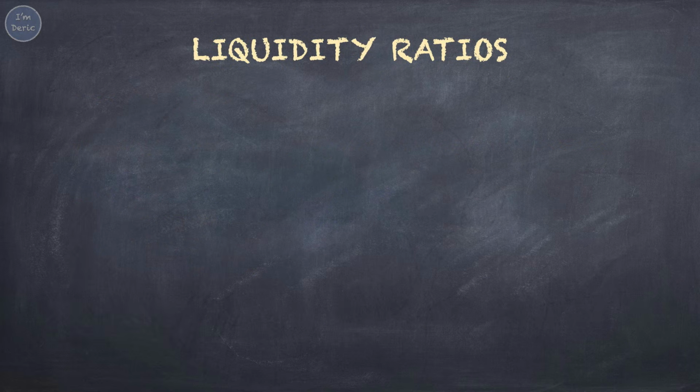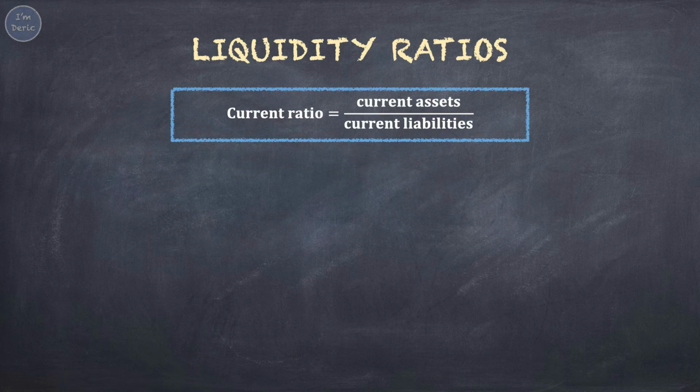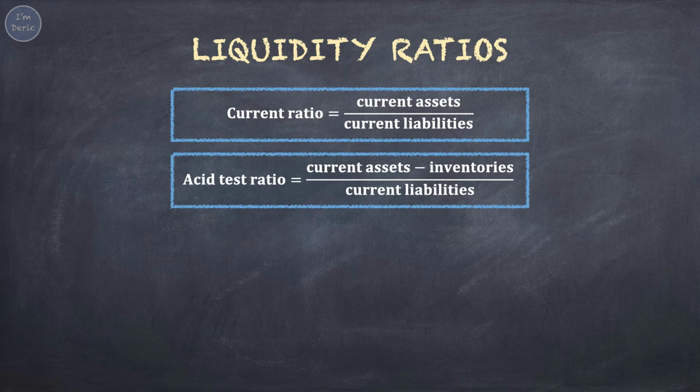Now, let's look at the first category, liquidity ratio. It is used to determine a debtor's ability to pay off current debt obligations without raising external capital. To calculate current ratio, we take current assets over current liabilities. Another similar formula is acid test ratio, in which inventories are removed from the formula. So, acid test ratio equals to current assets minus inventories over current liabilities.